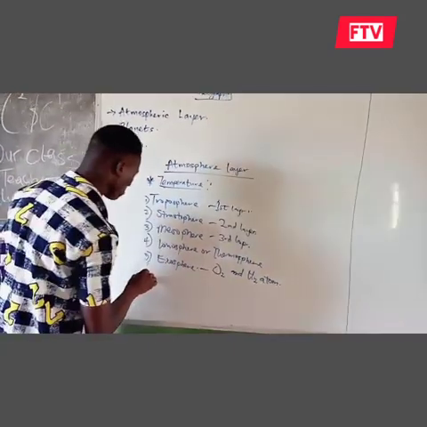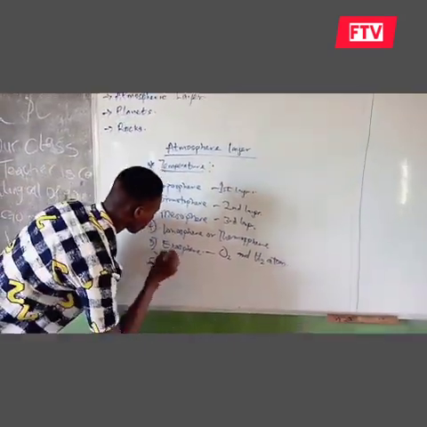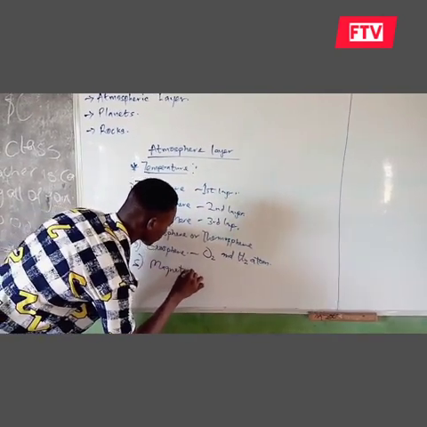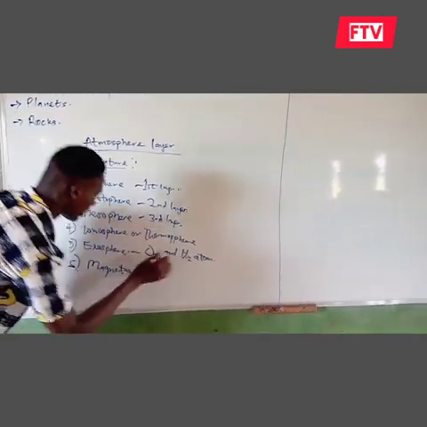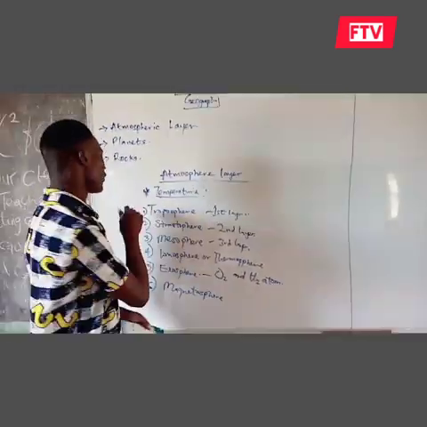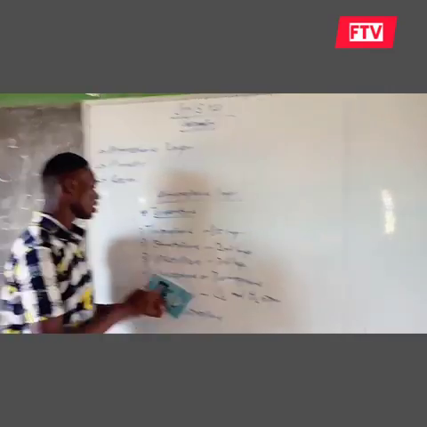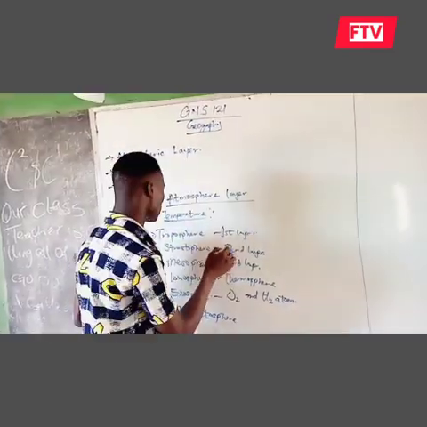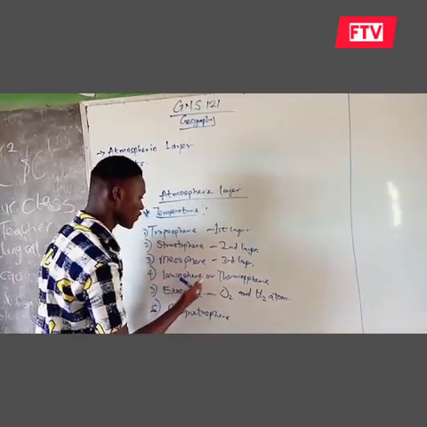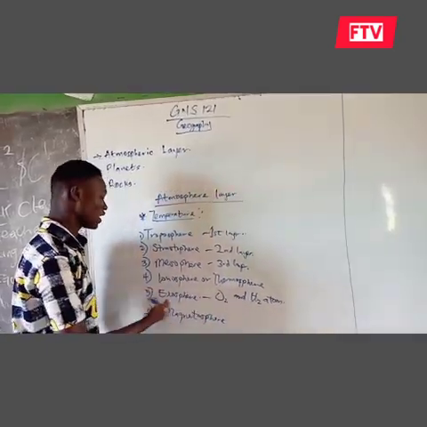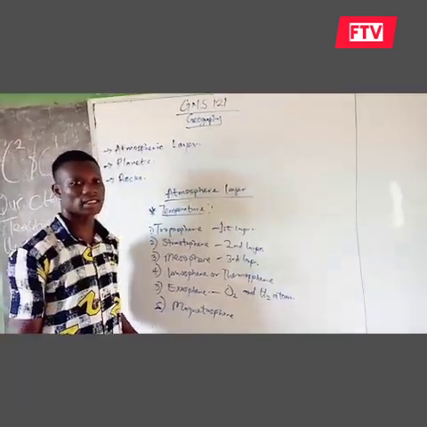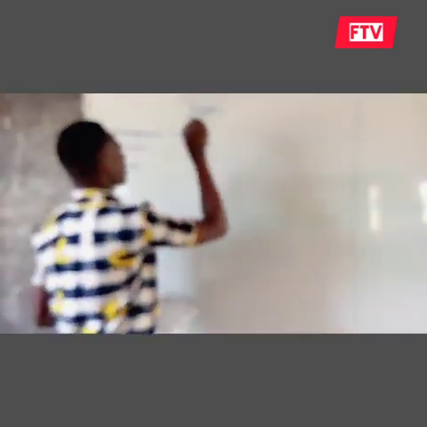There are some other layers, like the magnetosphere and so on. There are some layers like that, but they are not highly recognized. But once you know what the first layer is, the troposphere, the second layer is the stratosphere, the third layer is the mesosphere, the fourth layer is the ionosphere or thermosphere, and the fifth layer is the exosphere, and some other layers are down like that. And now we are done with atmospheric layers.